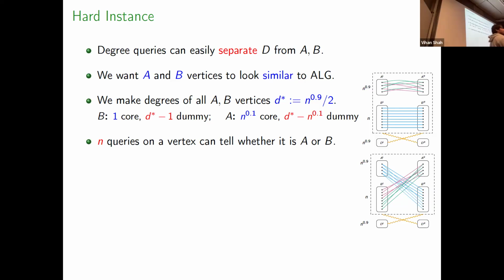Maybe what I should also tell you is you should always assume that you can separate out A vertices from B vertices. Because let's say you're going to query the degree of all the vertices. All the vertices with degree D star, you will say this is in the core. All the vertices that are not D star, you'll say this is not in the core. So let's say you know this already. Now I'm saying on a vertex you make n queries.